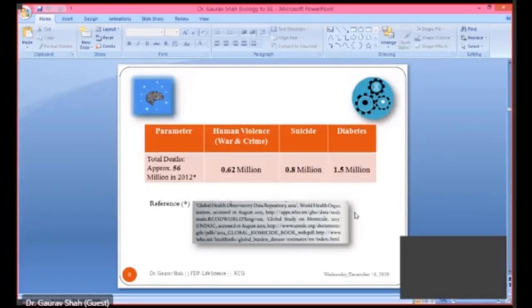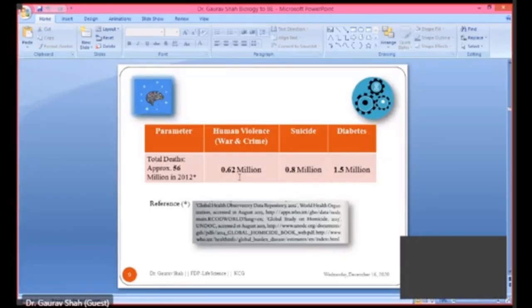It was estimated by the Global Health Observatory Data Repository that in the year 2012, total human deaths were approximately 56 million throughout the year. The most important understanding is here: out of that, because of human violence, either war between two nations or crime inside the nation, 0.62 million. If I classify these two, war accounted for only 0.12 million, and crime was comparatively more in almost every country. The death of humans because of crime was 0.5 million.